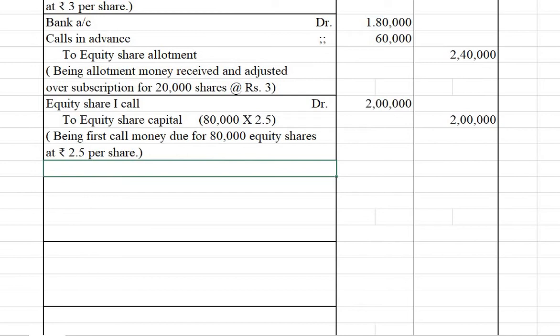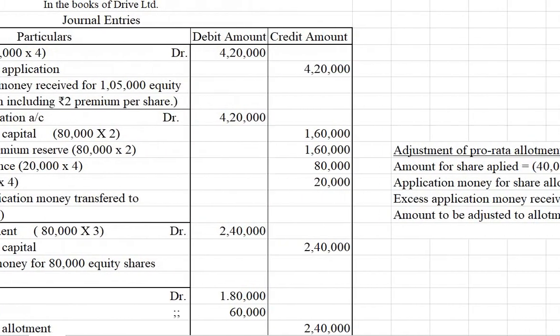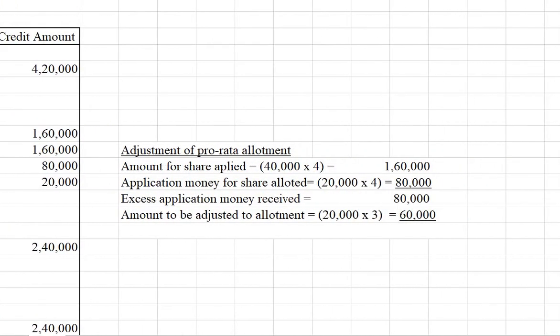Before that, is any oversubscribed amount there or not? Let us see. Oversubscribed amount: amount to be adjusted to allotment 60,000. What was the balance? Balance is 20,000 left. So that 20,000, what to do? It is to be adjusted to first call. So this 20,000 we will get for first call. That means after allotment, 20,000 is left for first call.